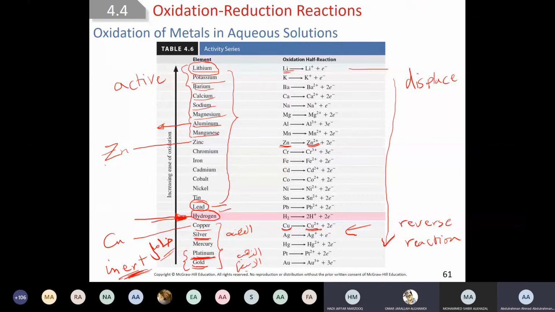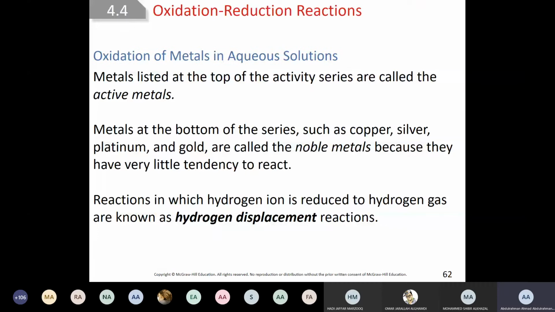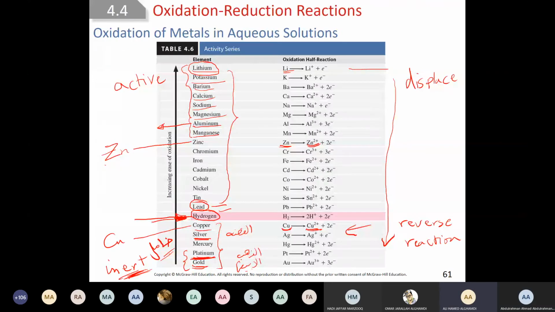Because both lose ions easily. They are very close to each other. Is this clear? Yes. Very good. I hope so. But Doctor, how can I know that the reaction is oxidation and reduction?